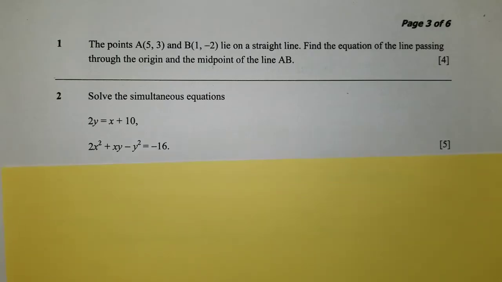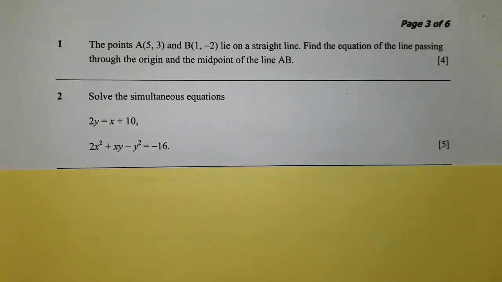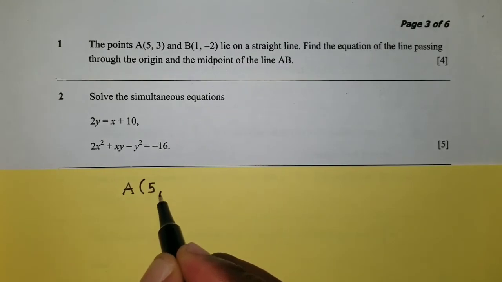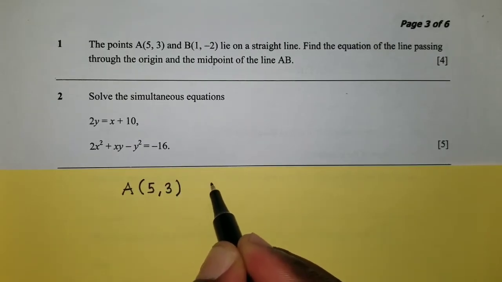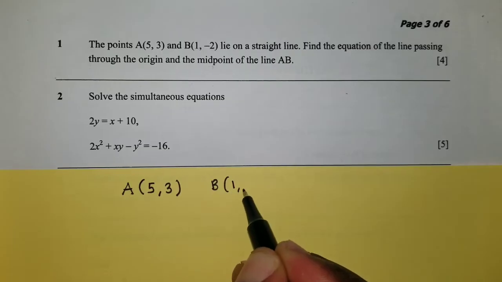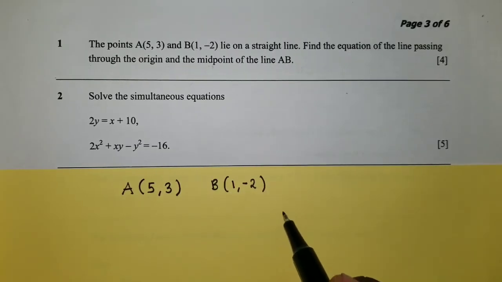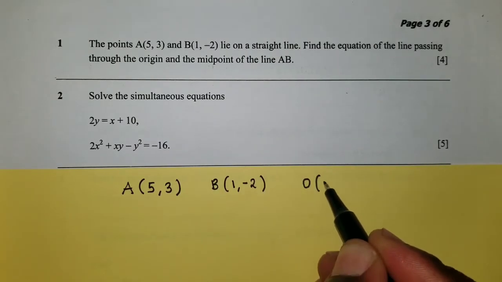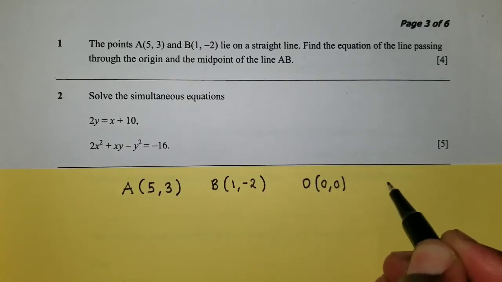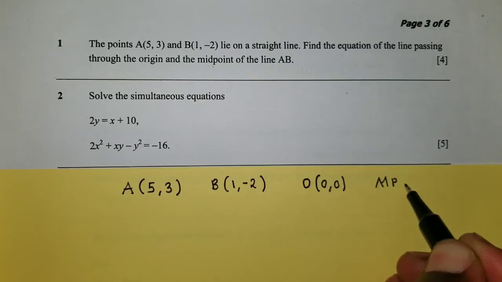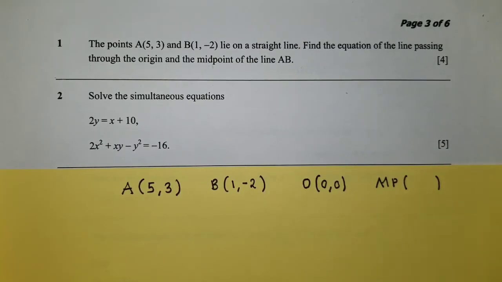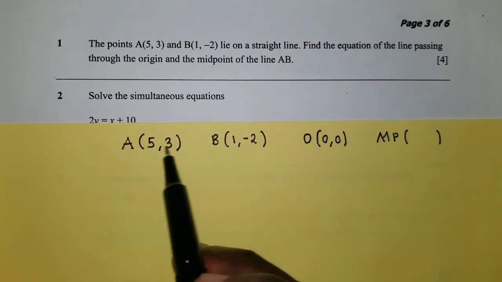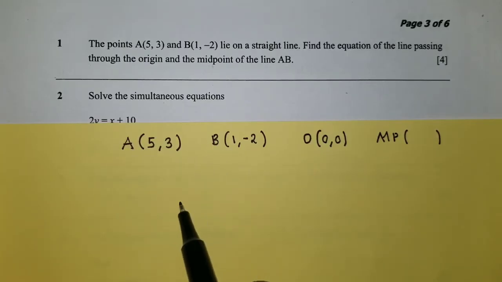So the key thing here is the origin. So let's copy the points. We have 5,3, that's A. For B, we have 1,-2. We also have the origin. The origin is always 0,0. We need the midpoint. For the midpoint, we don't know it, so we have to calculate it. To calculate the midpoint, we are going to use these coordinates, A and B, okay?